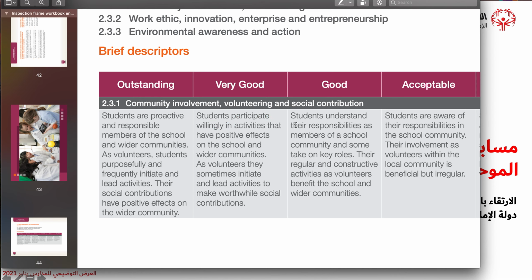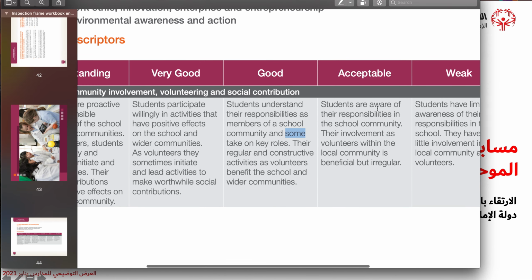In here, students understand their responsibilities as members of a school community, and some take on key roles. So as you can see, here they have used some descriptions: students understand their responsibility, but some take on key roles. So this is also a descriptor that you need to change into a percentage. And here, students are aware of their responsibility in the school community. Their involvement as volunteers within the local community is beneficial, but irregular. So in here, this is the acceptable one. They have participation, but it is irregular. While in here, they understand their responsibility, here they are aware, but in here they understand. So these are the key words that we need to look at.